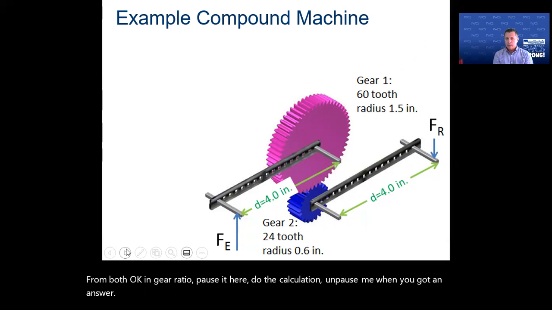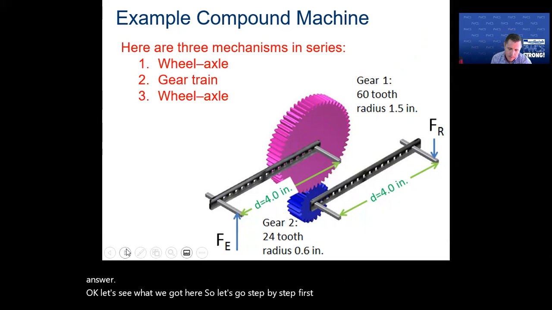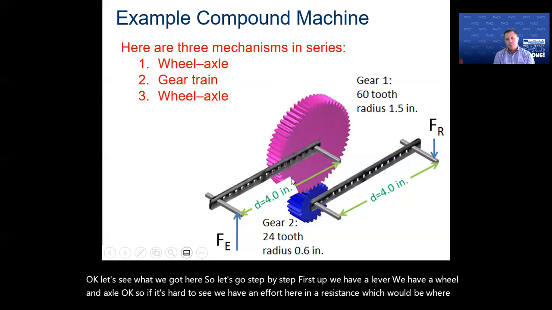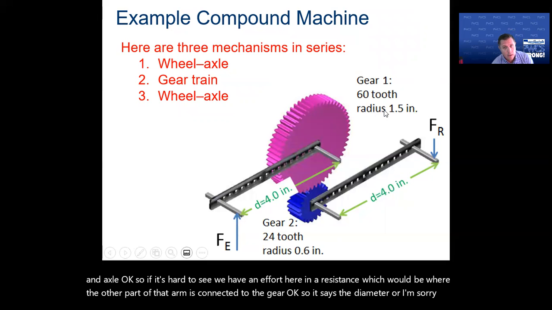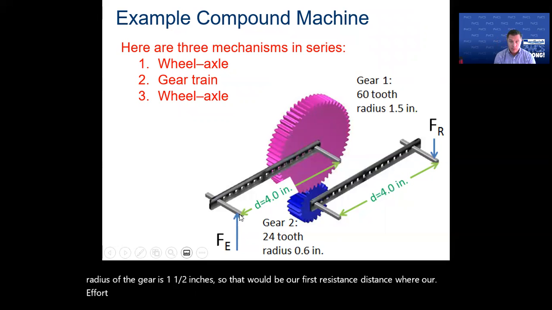Okay, let's see what we got here. Let's go step by step. First up, we have a lever. We have a wheel and axle. If it's hard to see, we have an effort here and a resistance, which would be where the other part of that arm is connected to the gear. It says the radius of the gear is 1.5 inches. So that would be our first resistance distance, where our effort distance is on the end of the 4 inches.